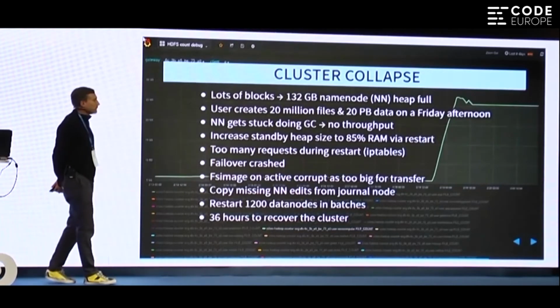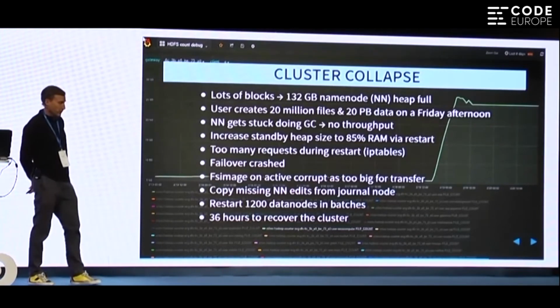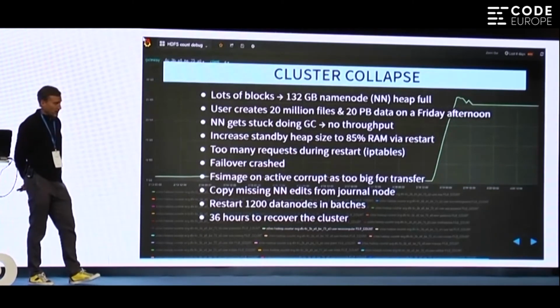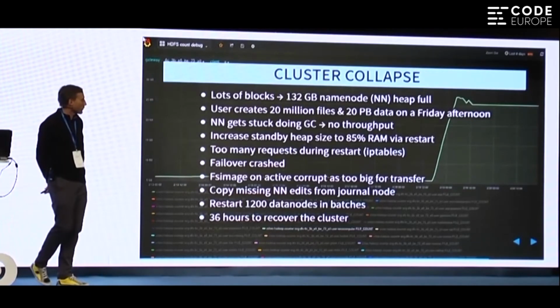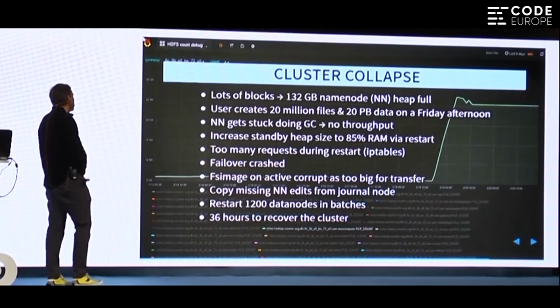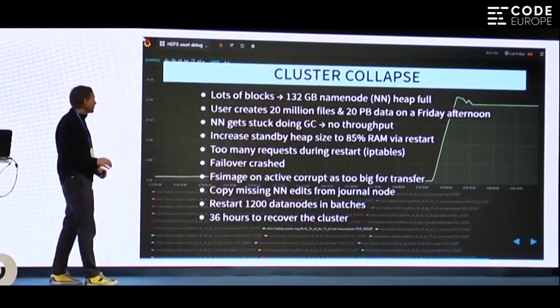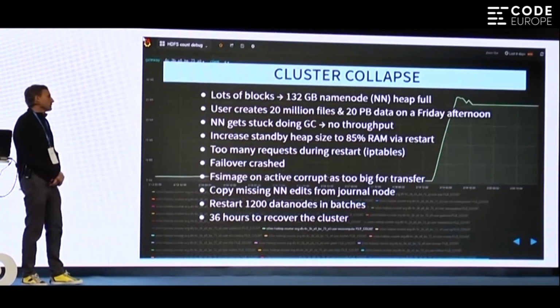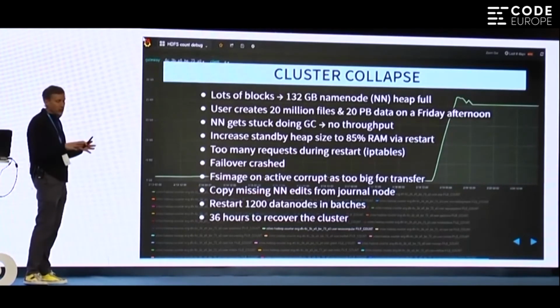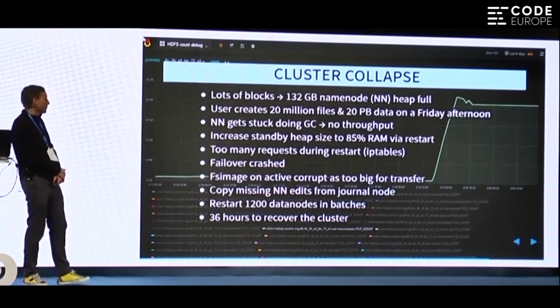We realized that it didn't have enough memory, so we increased the heap of the standby to 85% of the RAM and we restarted it. But the restart failed because we just had too many blocks, and when we finally did get it working, the failover crashed. So the cluster just stopped working completely. The FS image, which is an image of the blocks and the mapping, was corrupted on one of the name nodes, and because the transfer that's meant to happen automatically stopped happening because the size had gotten too big.